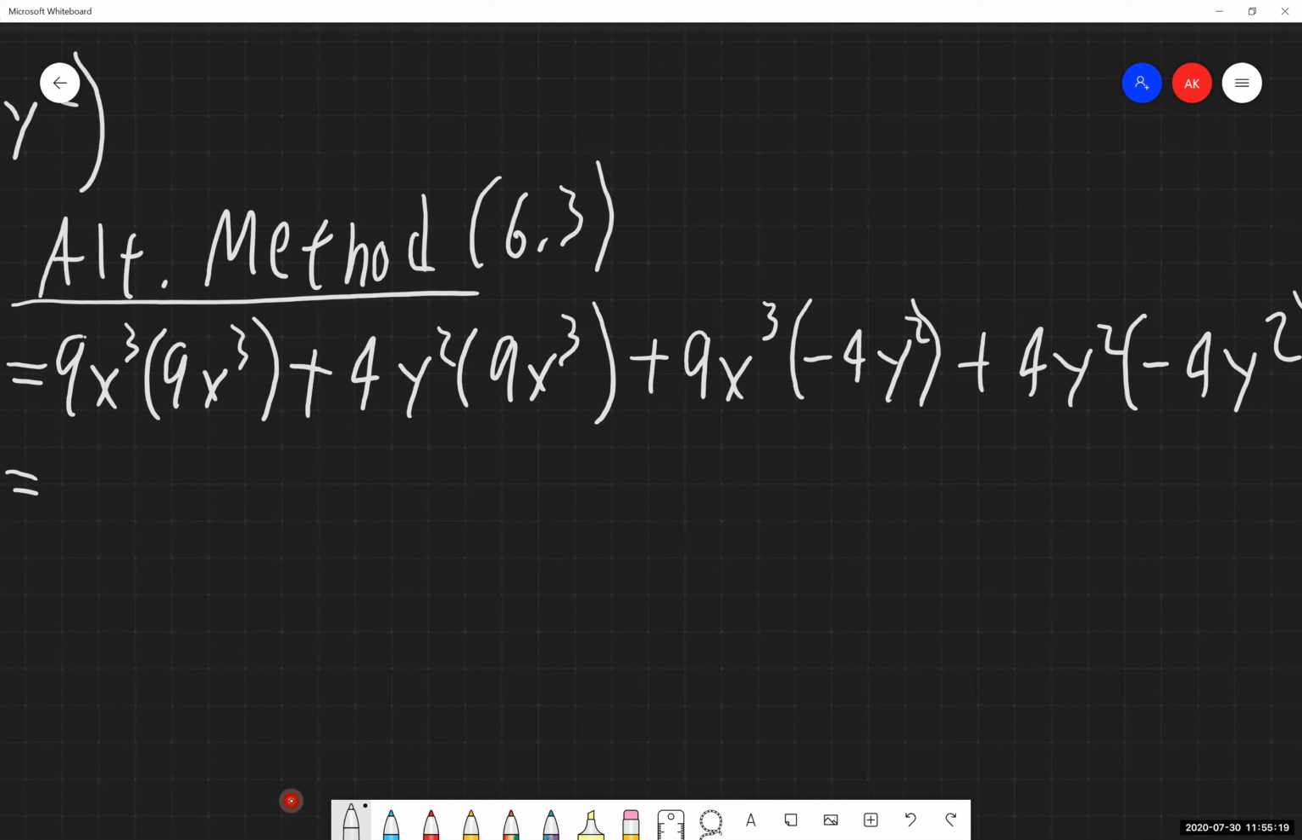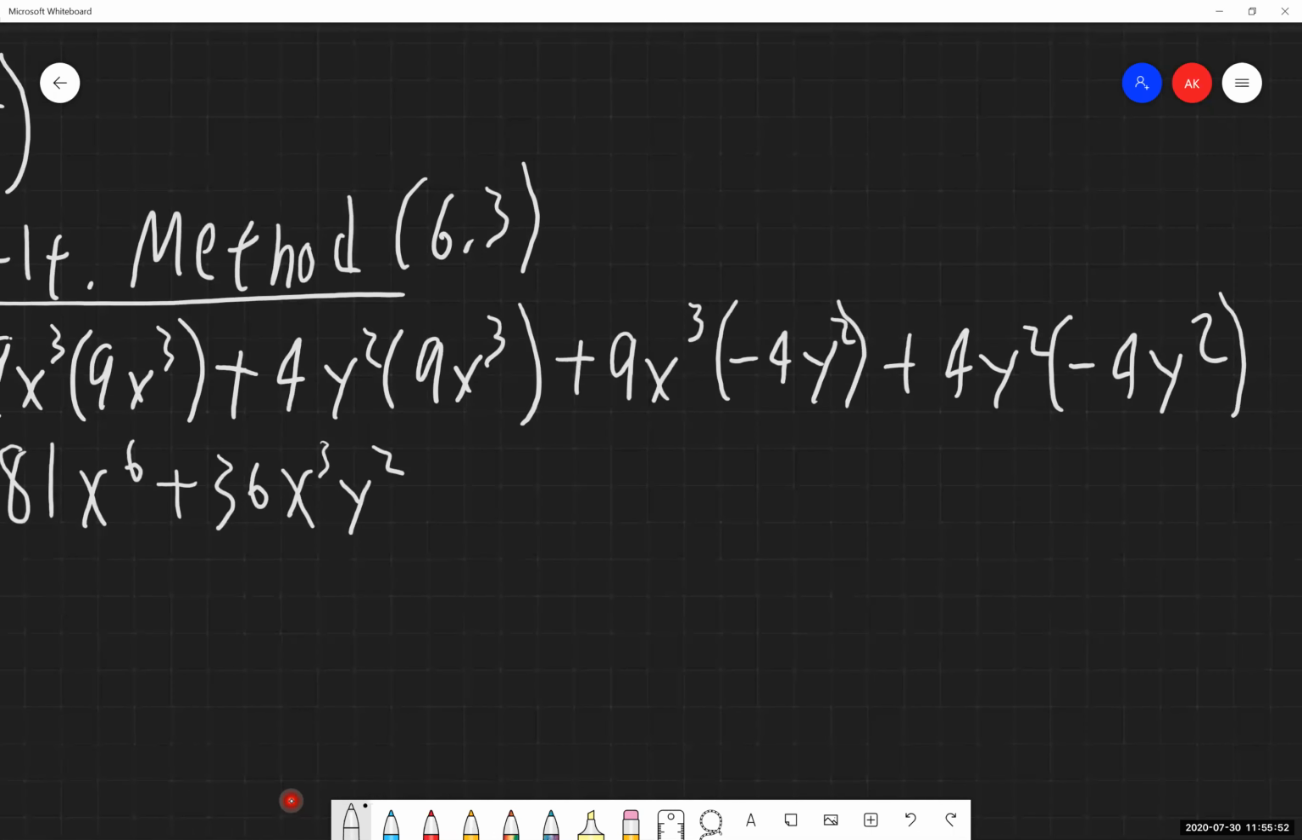So I'm getting 9x cubed times 9x cubed. 9 times 9 is 81. X cubed times x cubed is x to the 6th. Second part, 4y squared times 9x cubed. Numbers first. 4 times 9 is going to give me a positive 36. Y squared and x cubed, I don't have anything else shown up in there, so I just list the variables. List them in alphabetical order for yourself. Then we have 9x cubed times negative 4y squared. Numbers first, positive times a negative is a negative 36. X cubed y squared.